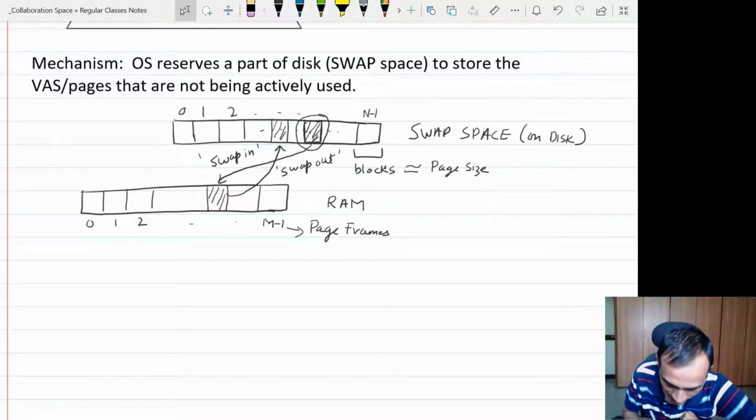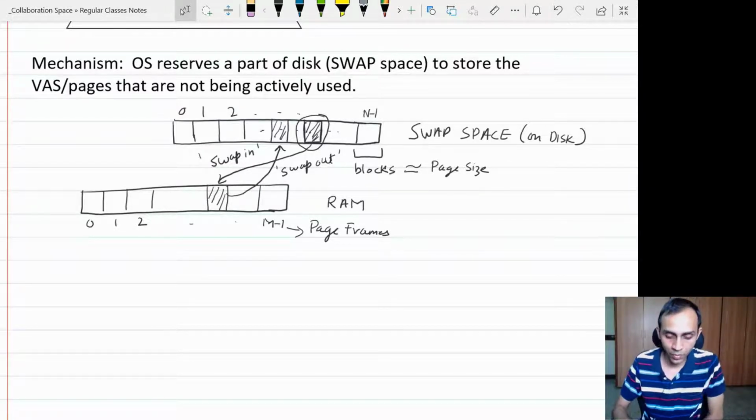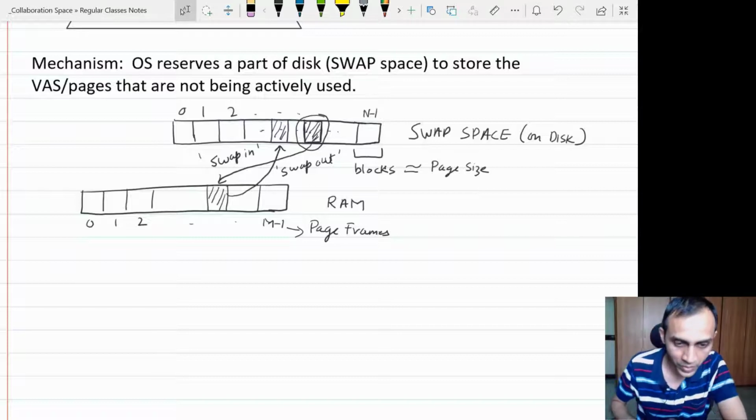So it has to first select a victim here, which we can kick out, and it kicks it out to the swap space and then brings in the new page, because this page is now being actively used, and the one which it is kicking out is probably not being used so frequently. In that way, it can keep on swapping pages in and out, to and from the memory and to the swap space of the disk.